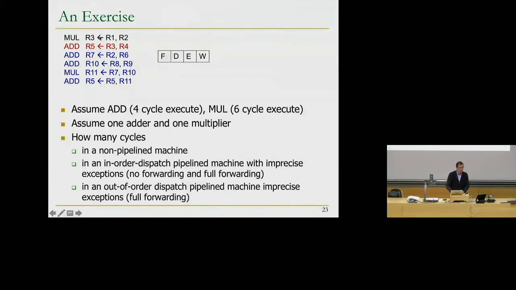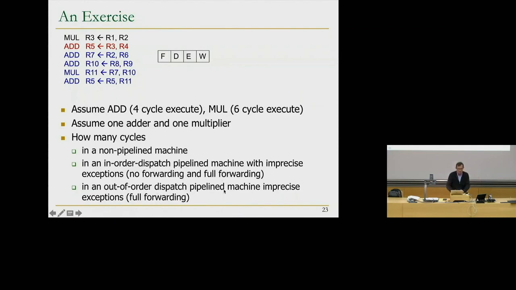We're going to execute this program. This is fetch, decode, execute, write back. We are going to assume add is 4 cycles, multiply is 6 cycles. We're going to assume one adder and one multiplier. So there are questions. These are actually good exam questions also. How many cycles does it take to execute this program in a non-pipelined machine, an in-order dispatch pipelined machine with imprecise exceptions, no forwarding and full forwarding? There are two examples of it.